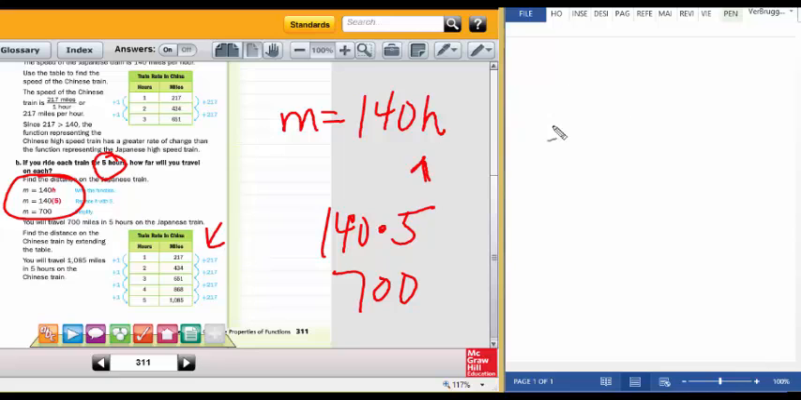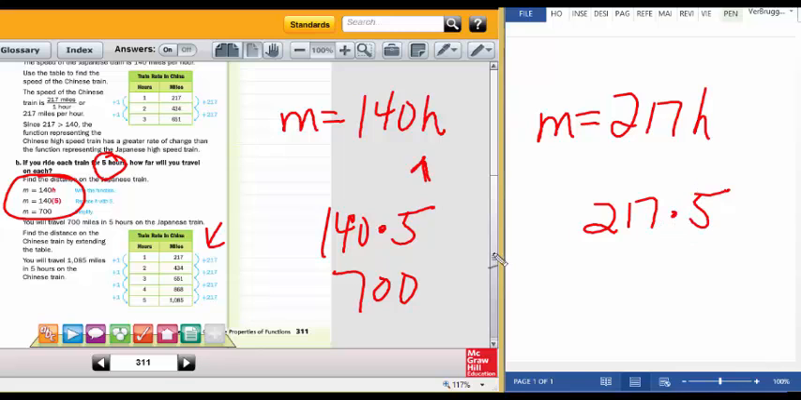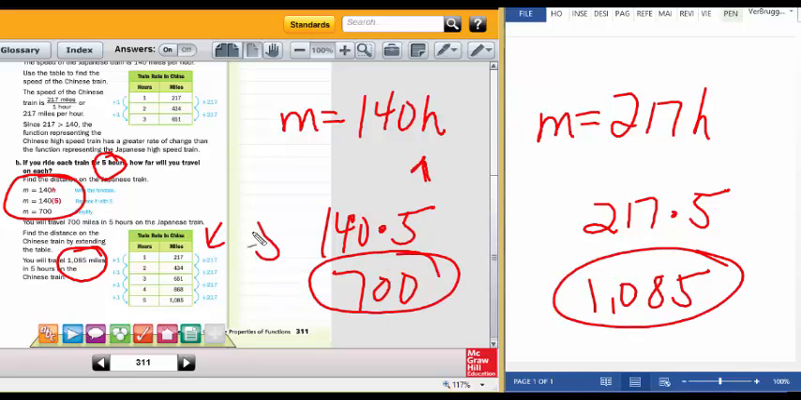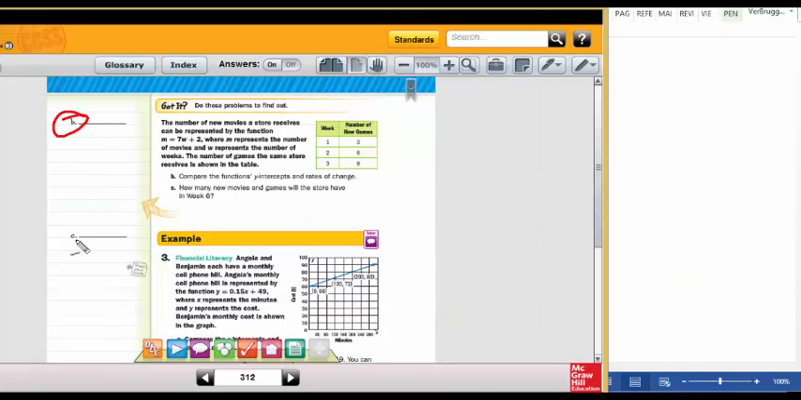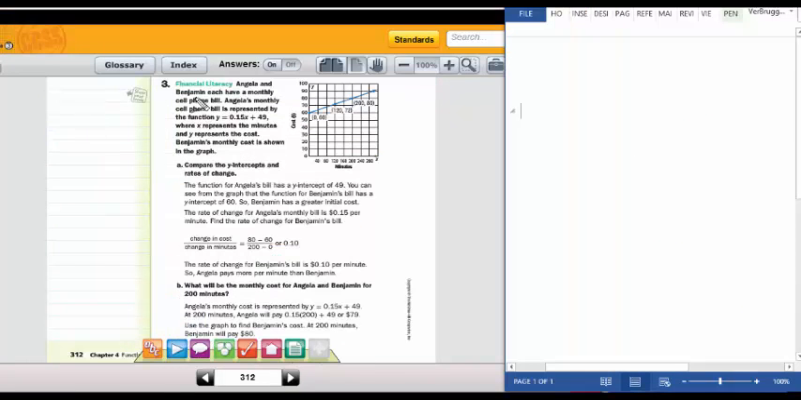We had m equals 217h. So in this case, we're going to multiply 217 times 5, and 217 times 5 is 1,085 miles. So that's how far you would travel with the Japanese train and with the Chinese train. Please press pause and do letters B and C. All right, let's take a look at problem number 3. This is about financial literacy, something that's very important to everybody.